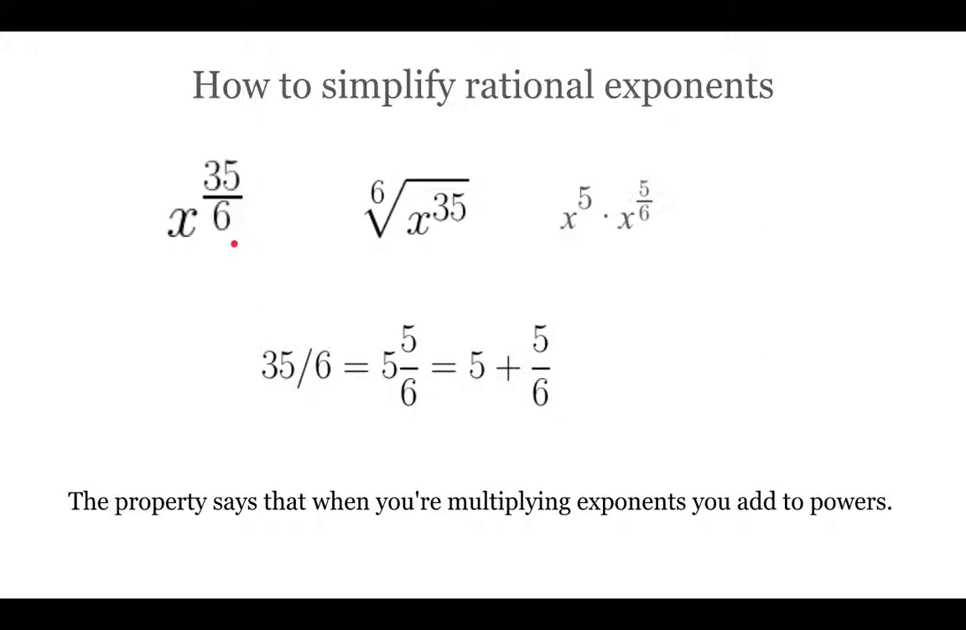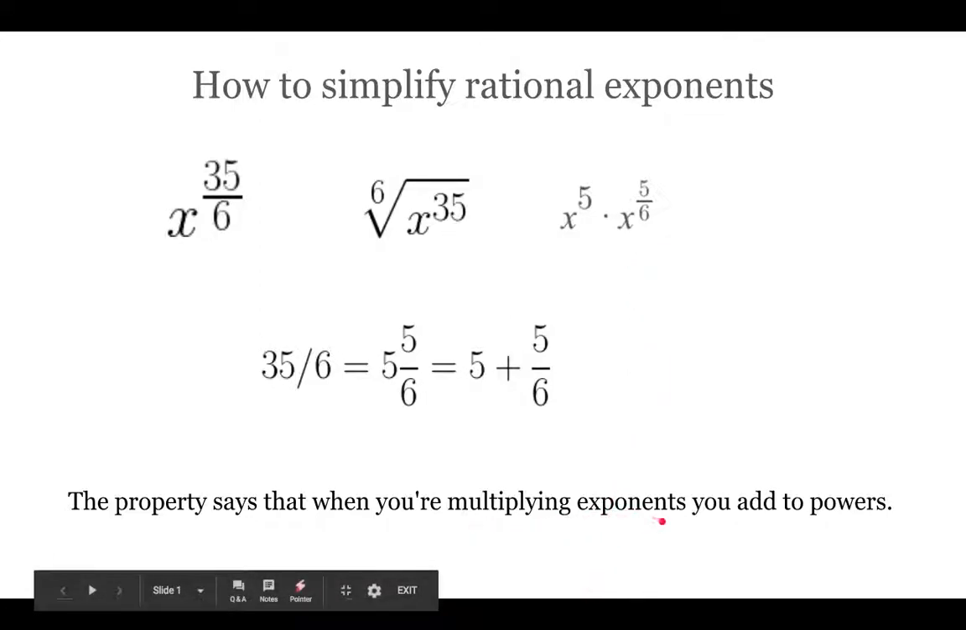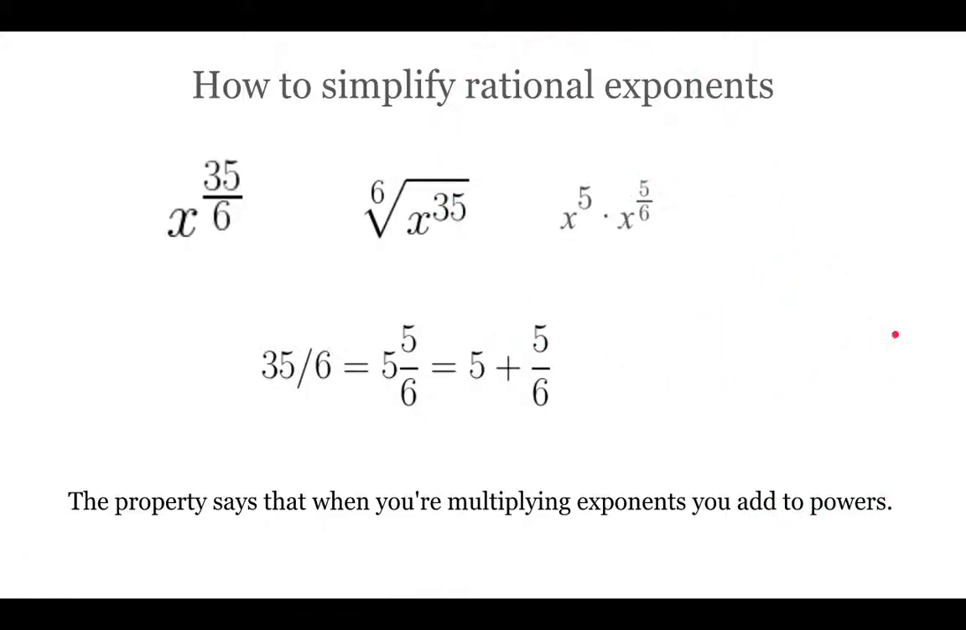But I just wanted to show you that because 35 divided by 6 is actually 5 and 5/6, it is 5 plus 5/6, and therefore you can rewrite it like this. And I just want you to remember that it is because when you're multiplying exponents, you add the powers. Okay, hope this has been helpful.